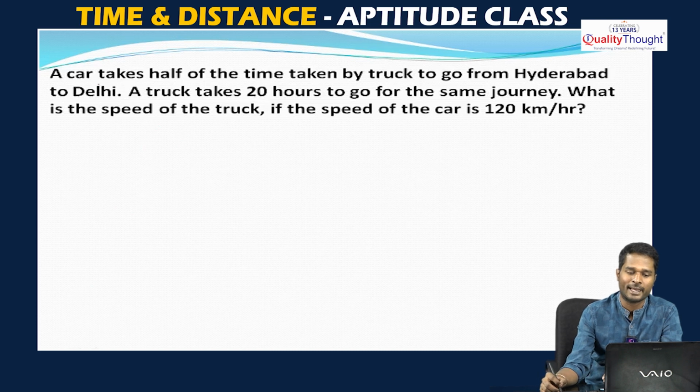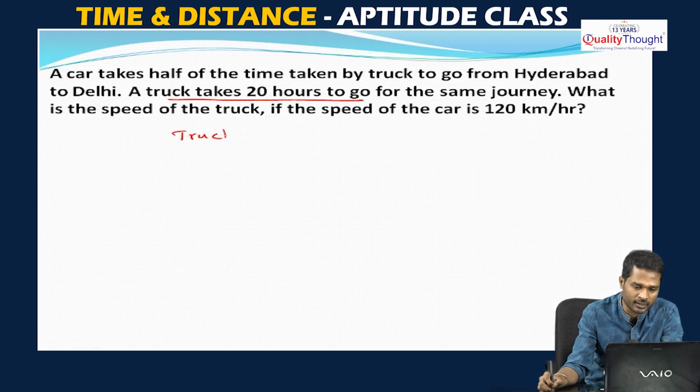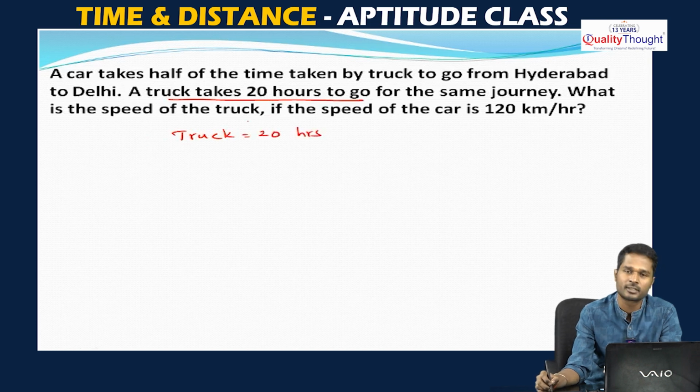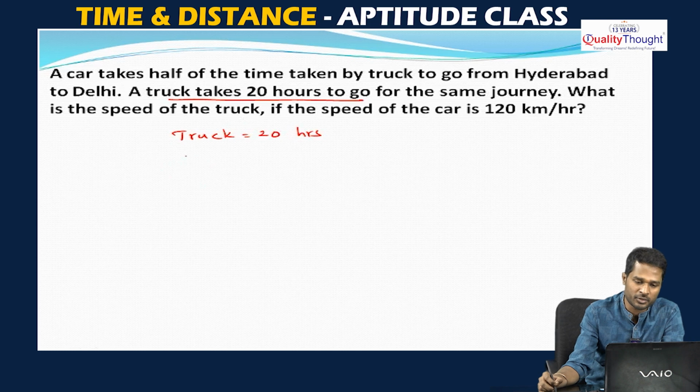Now check, a car is taking half of the time taken by the truck to go from Hyderabad to Delhi. Now check what he has given. A truck takes total 20 hours to go for the journey. So the truck takes total 20 hours. Now the car takes 20 by 2, which is 10 hours the car will take.